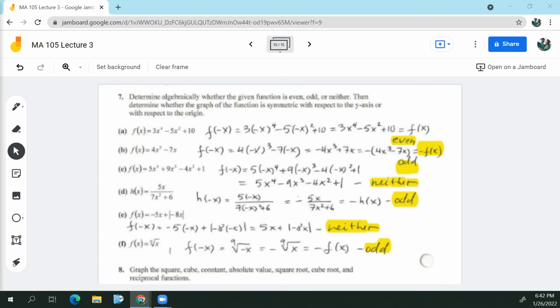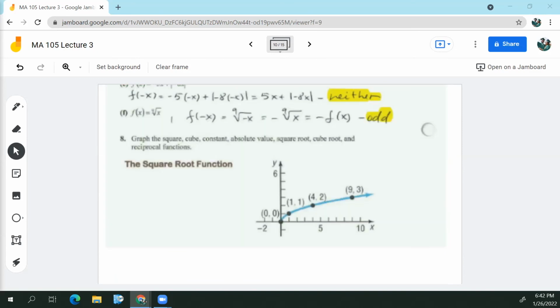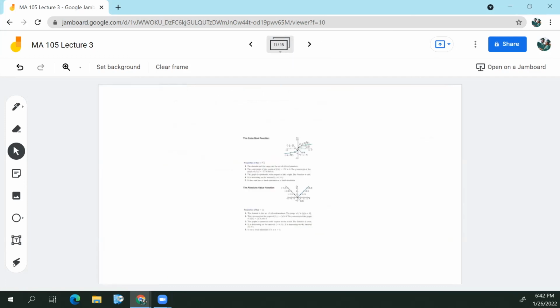All right, let's talk about some basic functions. So we take a look at the square root function. This is like all square roots. For example, the square root of 4 is 2, square root of 9 is 3, right? And these things look kind of weird. They look kind of like this. So kind of get used to the way those look.